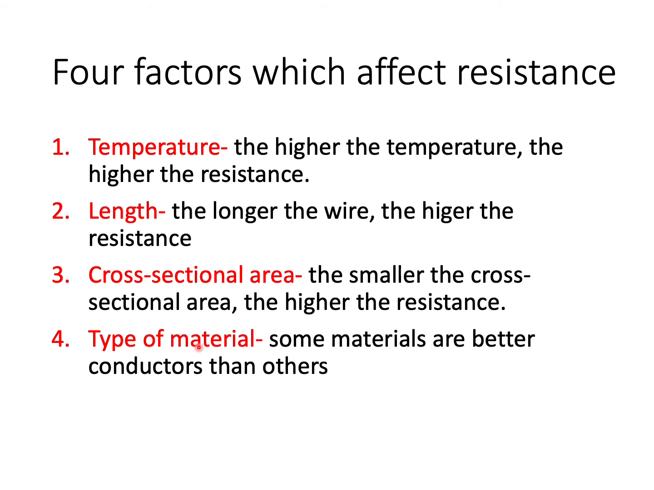And then the fourth thing is what the wire is made of. So some materials are just better conductors than others. So metals like copper have got these free electrons which are able to move through the wire quite easily. So copper's a great conductor. Gold is an even better conductor. If we could afford it, we'd make all our wires out of gold. Other materials are not so good conductors, so they have a higher resistance because these electrons find it a bit harder to get through.